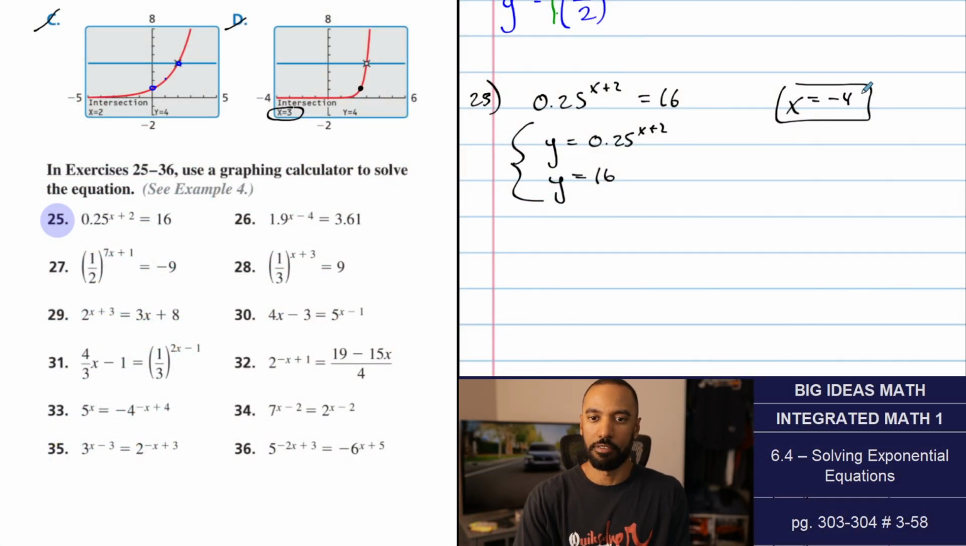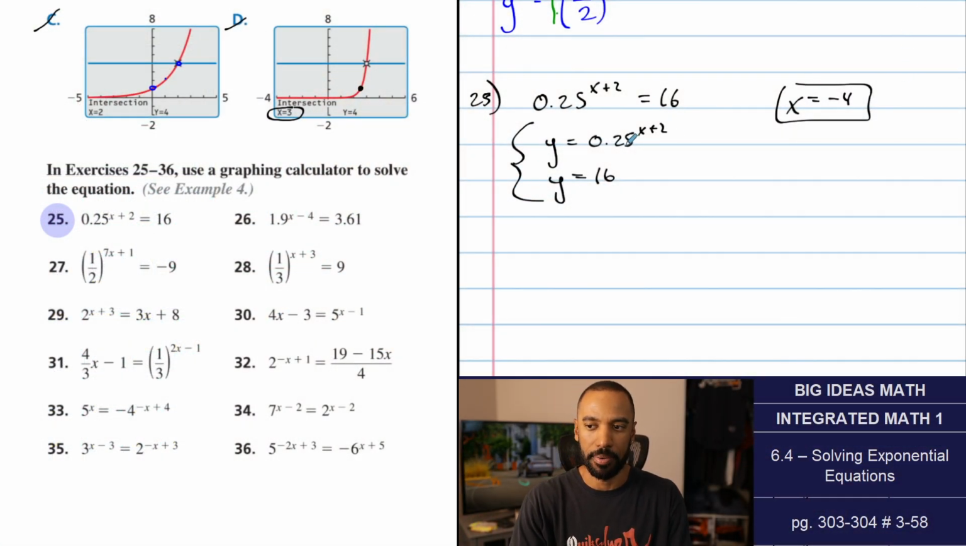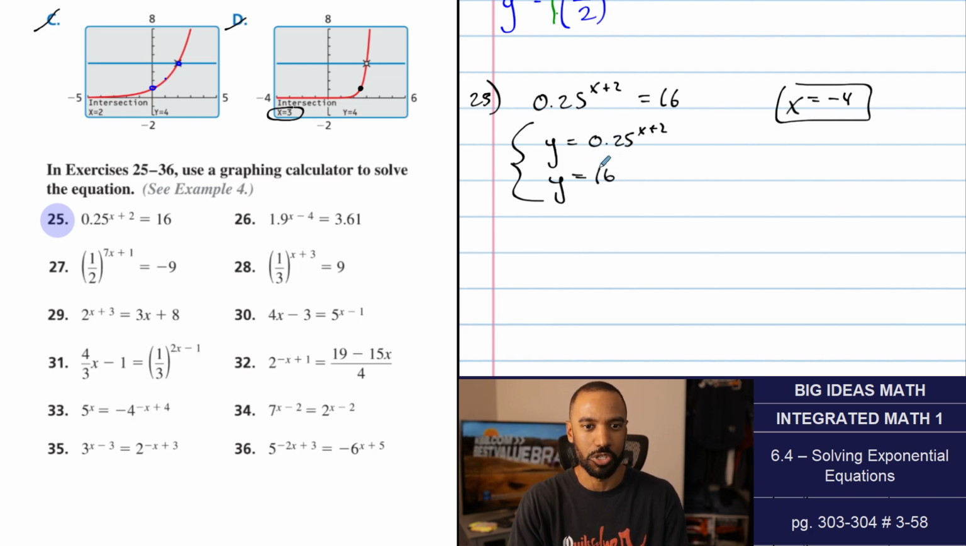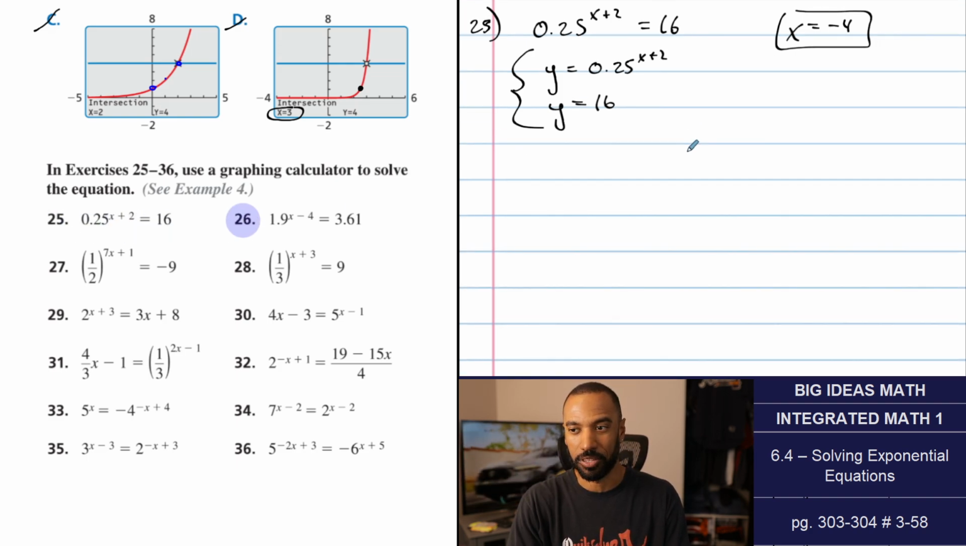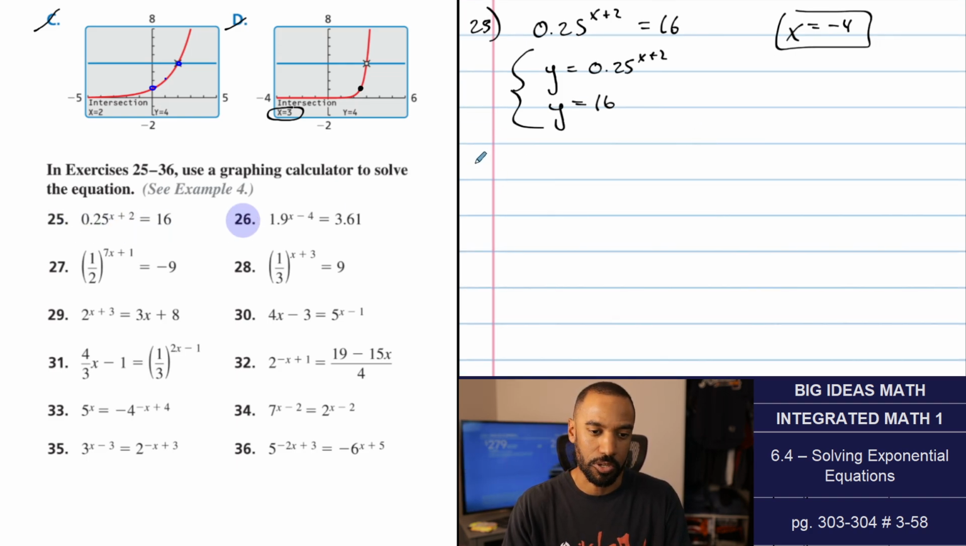Use the intersect function, option 5. First curve, second curve, and boom. We're going to get x equals -4. Now, I don't intend on writing very much for myself on these problems. I'm probably not going to write very many of the systems of equations here either. They just said use the graphing calculator to solve. So like I said, I'll probably just write the problem, do the rest in the calculator, and write the answer. They don't even ask you to double check, so I don't see a need to do that.